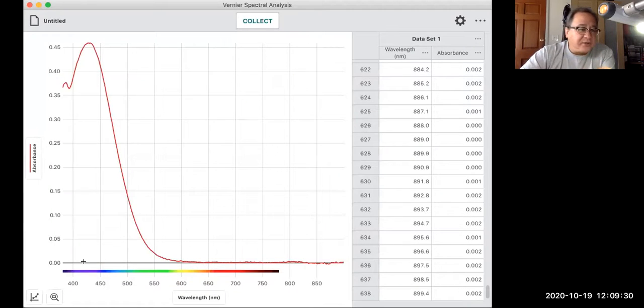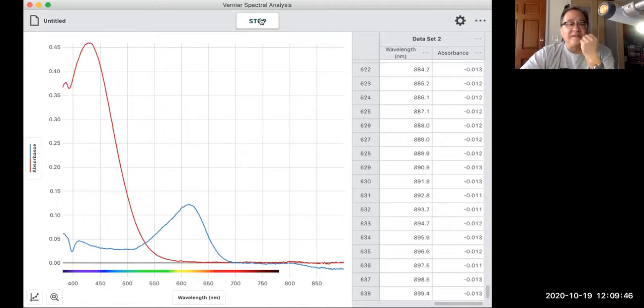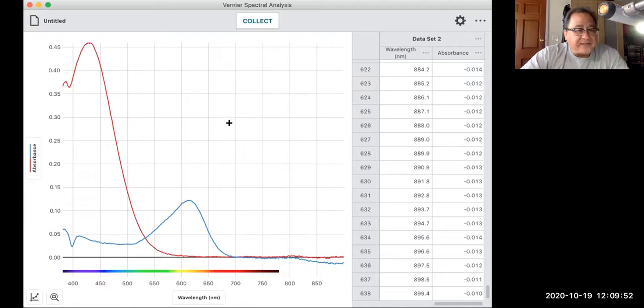I think since it's a blue solution, this region here, where there's a lot of absorbance for the yellow solution, will actually be low for the blue one, and it should be higher over here in the yellow area. So let's take a look and collect. And sure enough, do you see how it's low in the blues, but it's higher in the yellows? Okay, all right, so that's spectrophotometry.